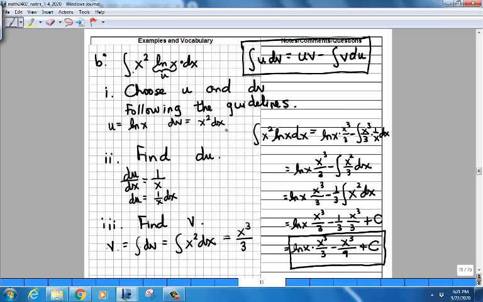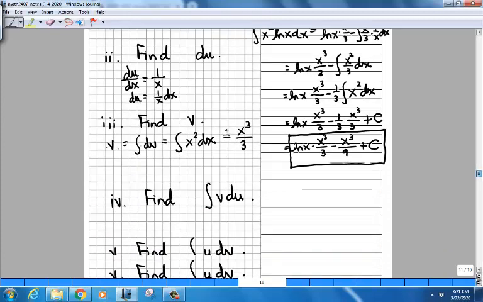Well, we still have some more examples to do here. All right, so we'll get a little bit more practice here with this integration by parts.